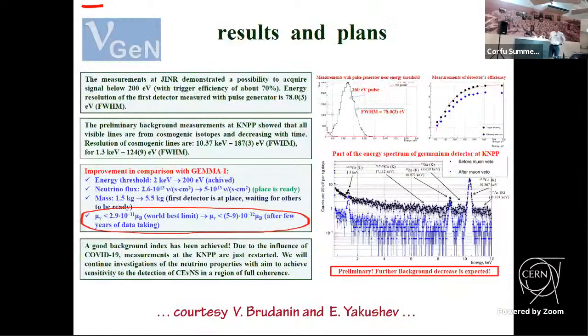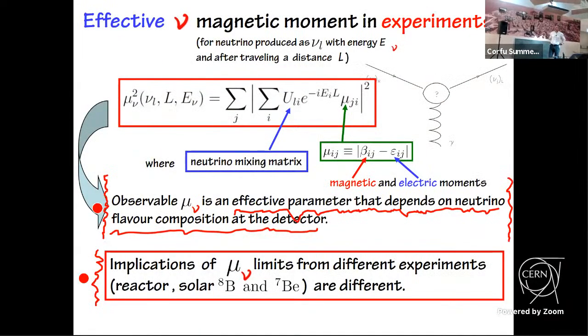So I will skip these descriptions of the experiment. Well, what is very important to note is that what is measured in the scattering experiment is an effective neutrino magnetic moment that depends on the spectral position of neutrinos in the detector. And the observable results and implications of these limits from different experiments, which use, for instance, reactor neutrinos or solar neutrino fluxes, are in general different.